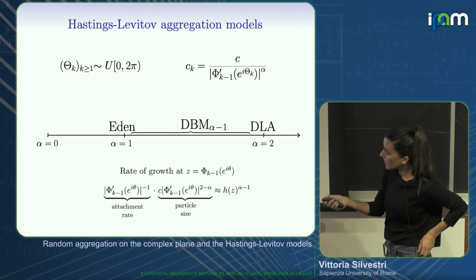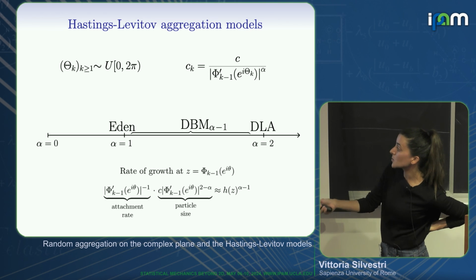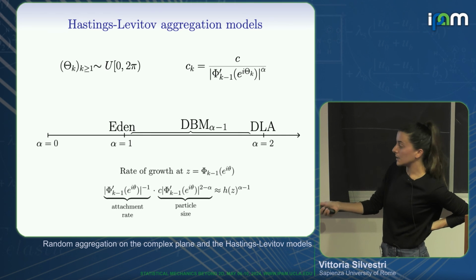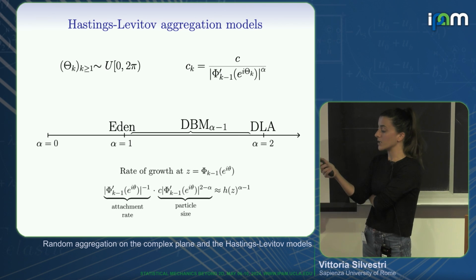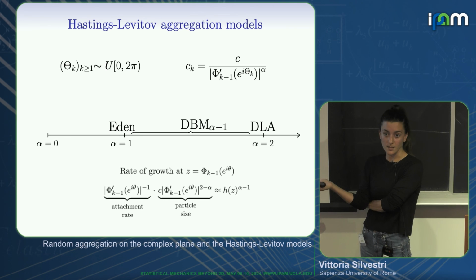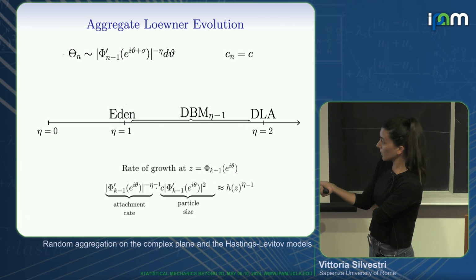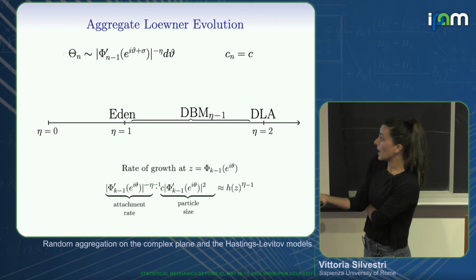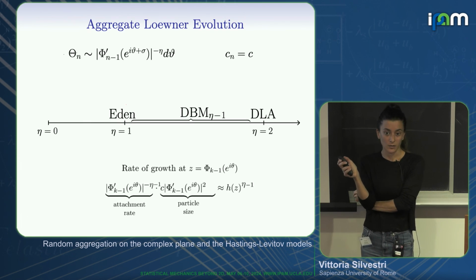So if you remember, I started by telling you that the growth rate is determined by the product of two things, the attachment rate and the particle sizes. And alpha governed the particle sizes. But you can think of compensating for the conformal distortion in the model by changing the attachment rate rather than the particle size. So you can make sure that you get the exponent you want of the harmonic measure by accepting the conformal distortion, but then changing the rate at which particles attach according to the density of harmonic measure on the cluster boundary.